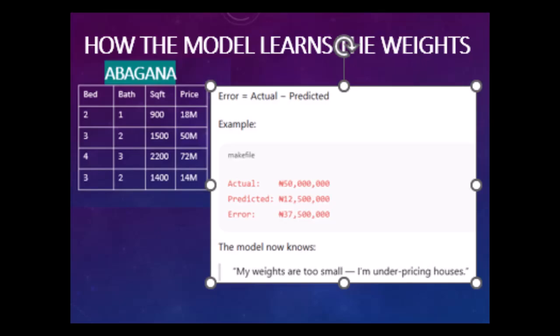So the model attempts to measure the error, and the error equals the actual value minus the predicted value. So for example, for the second row, the actual value was 50 million, the predicted value was 12.5 million, and then the error is 37,500,000. The model knows that its weights are too small and is underpricing houses.